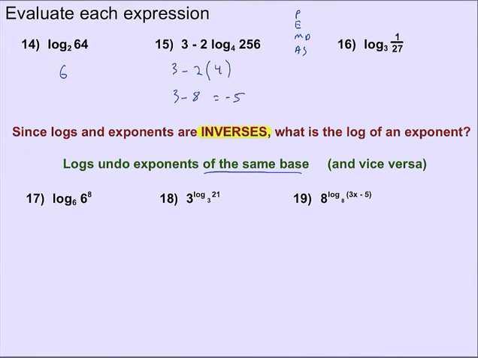So log base 6 of 6 to the 8th cancels out. That's just equal to 8, which logically makes a whole lot of sense. Log base 6 of 6 to the 8th means the missing exponent you need to make a 6 become 6 to the 8th. Well, that's a pretty silly sentence to say. The exponent you need to make a 6 become 6 to the 8th is obviously 8.